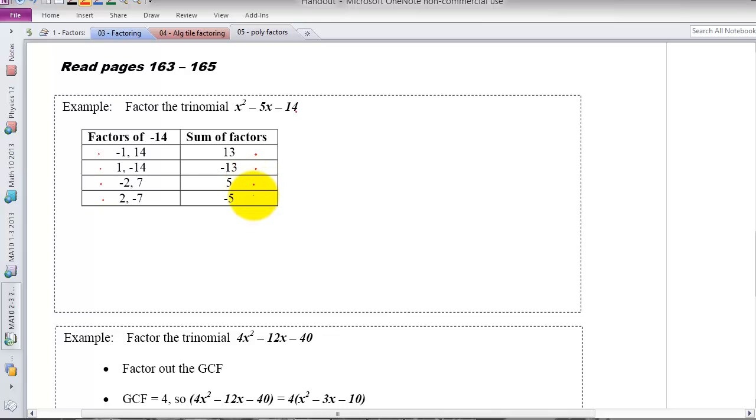When we have negative 2 and 7, we get 5. And we have 2 and negative 7, we get negative 5. And we're looking for negative 5, which is this one. So I would say to factor this trinomial, we could use those in our two binomials. So we have x plus 2 multiplied by x minus 7. And we can expand this to double check.